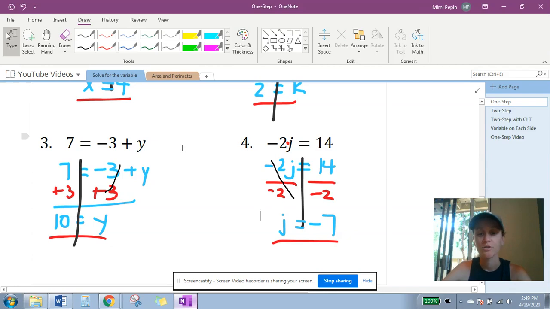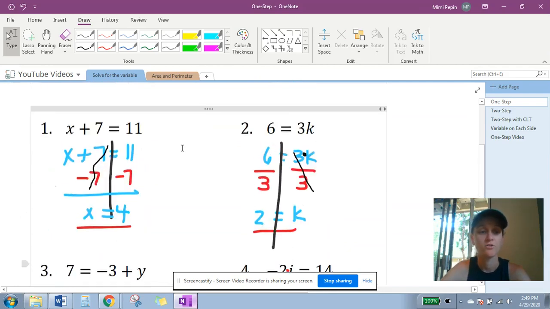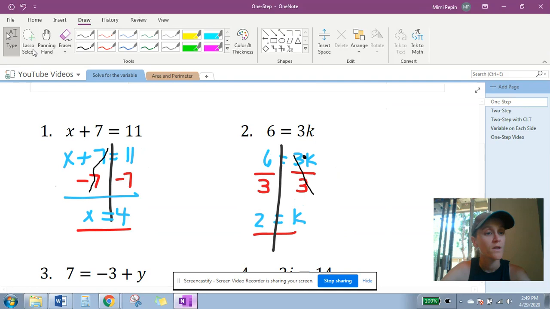And so if we want to be able to check our work or see why these solutions are correct, if I go back to number 1, if I was to plug in my solution, so x equals 4, if I plug in 4 up here, 4 plus 7 equals 11, good. So the idea is that the two sides of the equation are going to be equal.